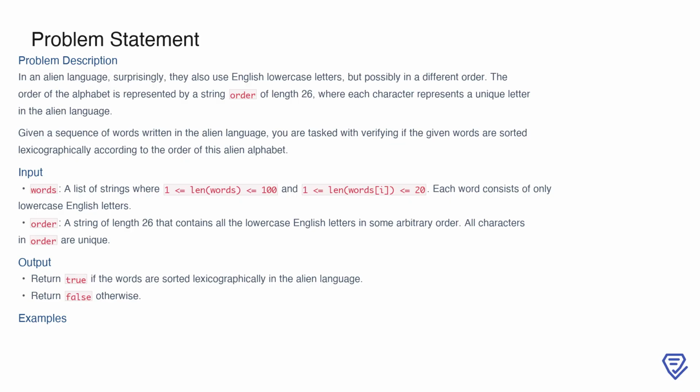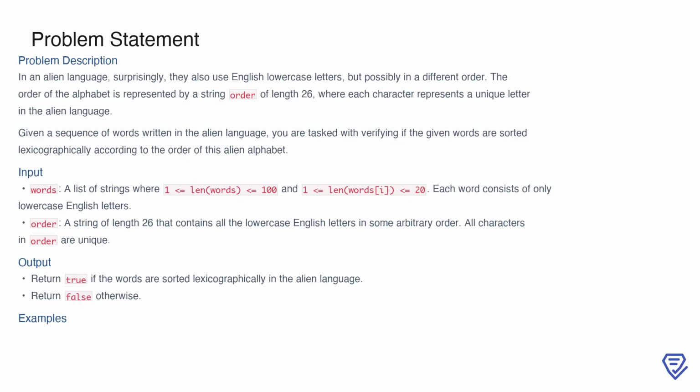In this problem, we are working with an alien language that uses the same lowercase English letters as we do, but the order of these letters could be different. The order is defined by a string called order, which is essentially the alien alphabet laid out in a specific sequence. Now, given a list of words written in this alien language, our task is to determine if these words are sorted lexicographically based on the given alien alphabet.